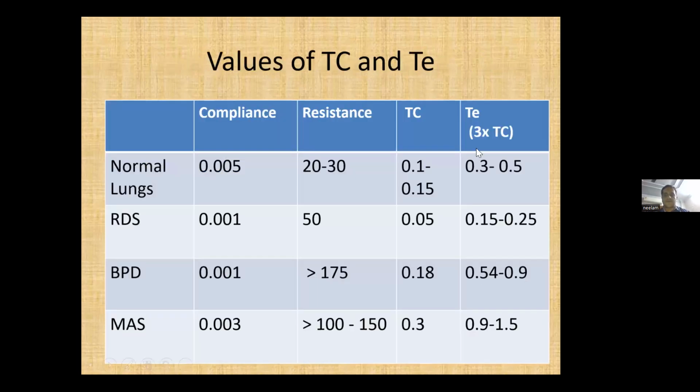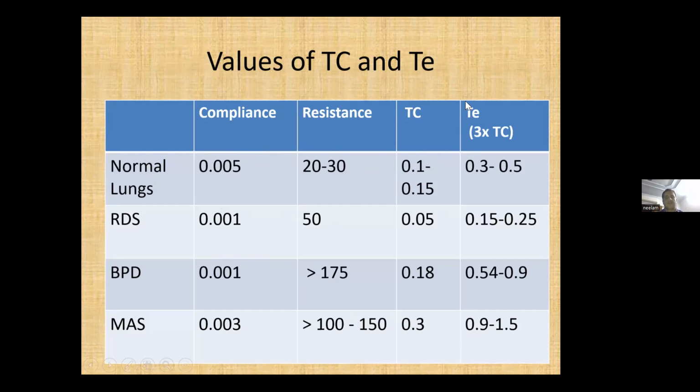Okay, now this is I think very important. ठीक है, I have told you before the normal values of compliance and resistance. ठीक है, तो अगर हम normal lung की बात करें, compliance is 0.005, resistance is 20. अगर हम इन दोनों को multiply करते हैं, we will get a time constant value which is 0.1 to 0.15 seconds. This value is in seconds.